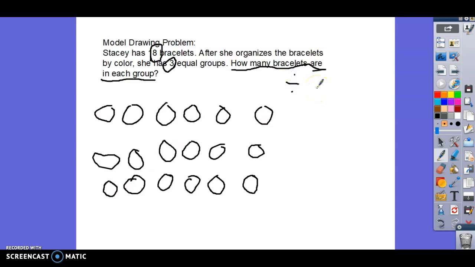When I go back to my problem, Jocelyn, how many bracelets did I have? 18. I already knew the total, right? And I was dividing them into equal groups. So let's write our division equation. What was my total? 18. So when I look here in the problem, I see 18 is given to me.